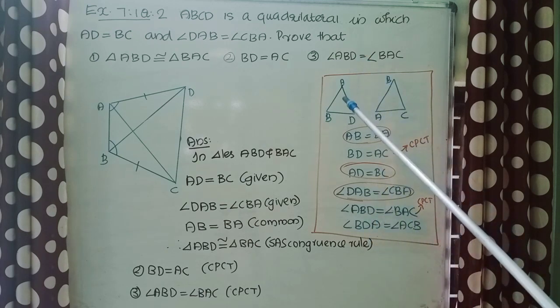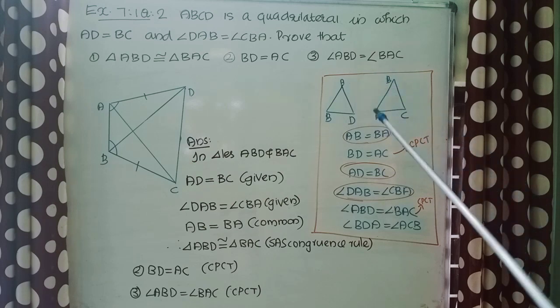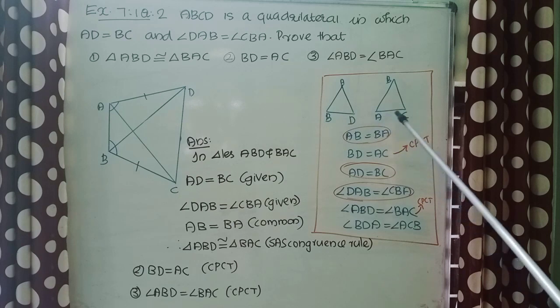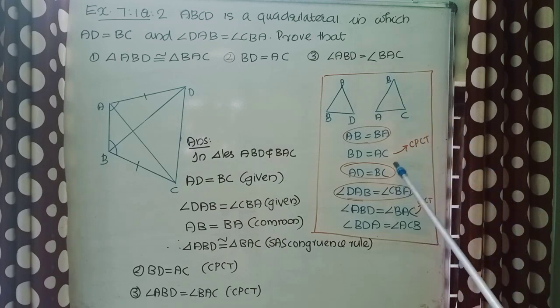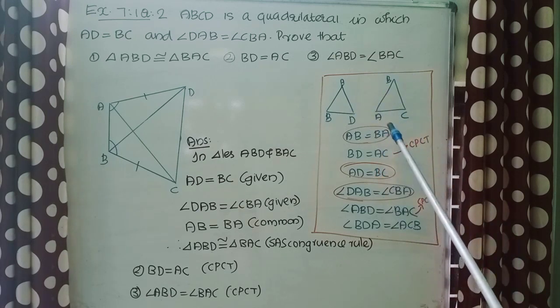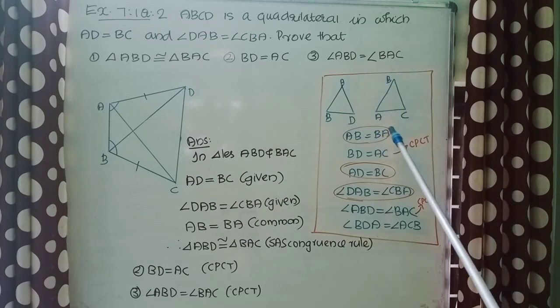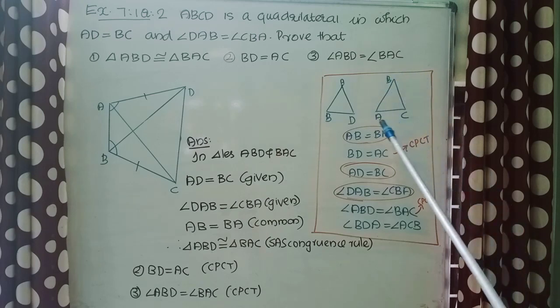First, corresponding sides. AB equal to BA. Second one, BD equal to AC. Third one, AD equal to BC. Three corresponding sides we have written. Now we need to write three corresponding angles. While writing the angles, you remember, write the full name of the angles.